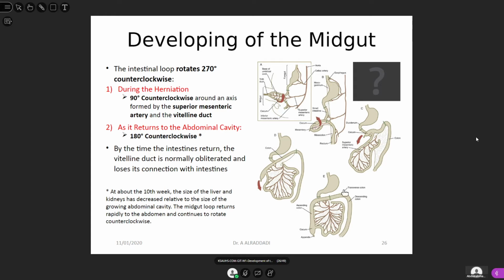Remember, this is the rotation, the final shape of the rotation of the midgut. You can see here we have the appendix, cecum, ascending colon, and the proximal 2/3 of the transverse colon. The place of the vitelline duct will usually be at the distal part of the ileum.